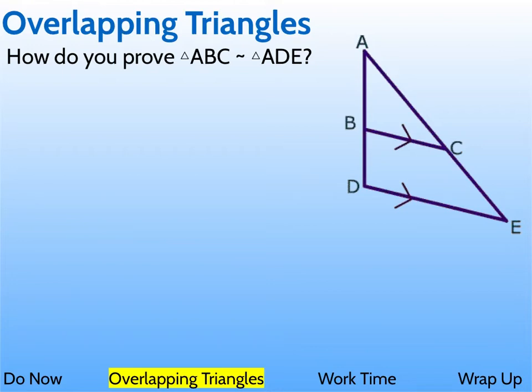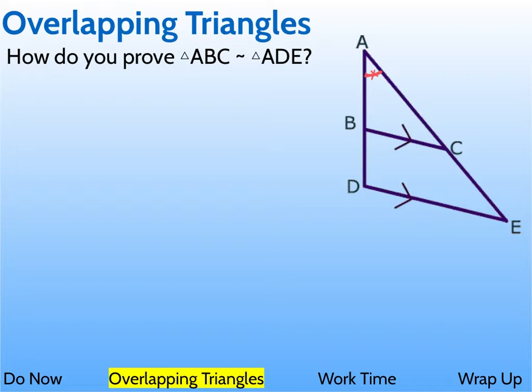Okay, so what we're going to try to do right now is prove that triangle ABC is similar to triangle ADE, which we've seen a diagram like this before. This is the A-frame problem, where we have this line parallel to this line. So remember, in these situations, first off, angle A is in both triangles, so angle A has to be congruent to itself.